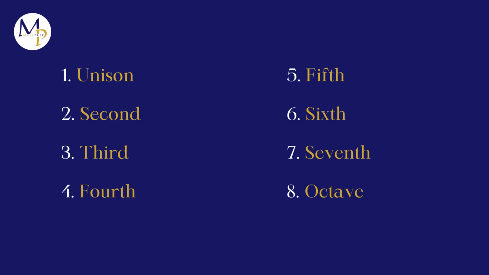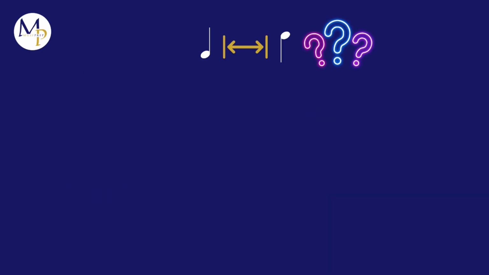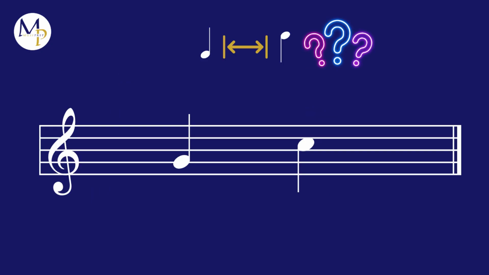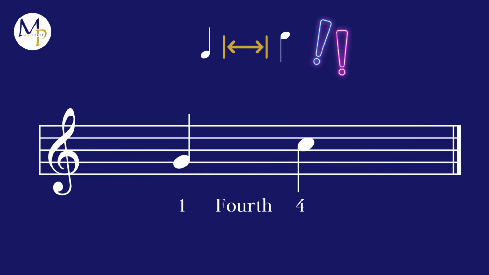But how exactly do you calculate the distance between two notes? Let's take G and C as an example. You always count the lower note as 1, then count each line and space up to the higher note. In this case, G, A, B, and C, 4 notes in total. That makes it a fourth.